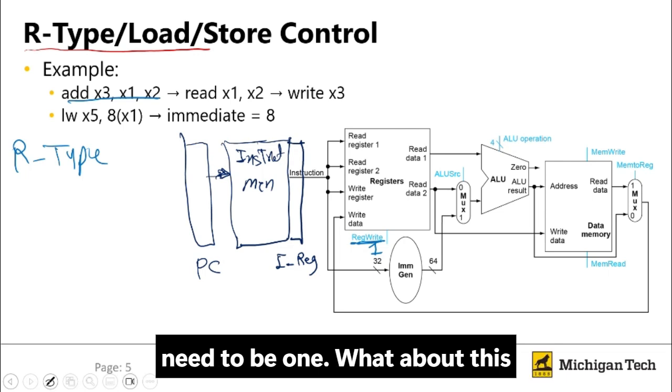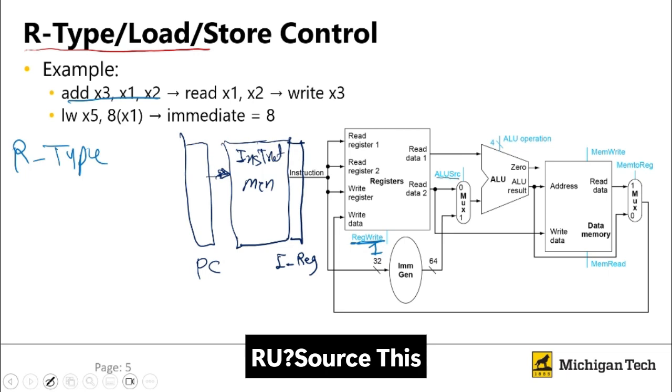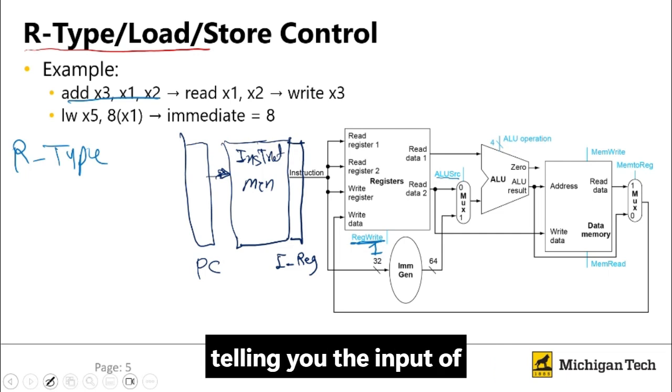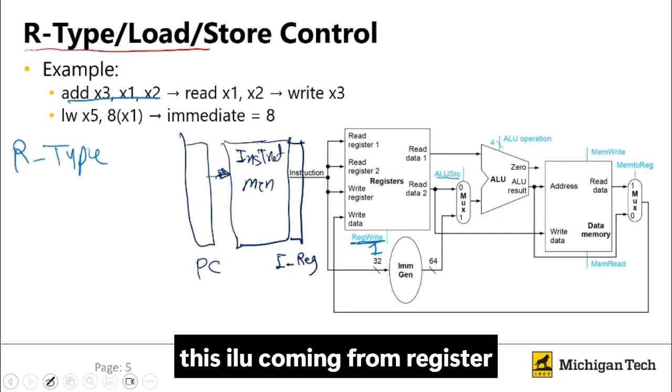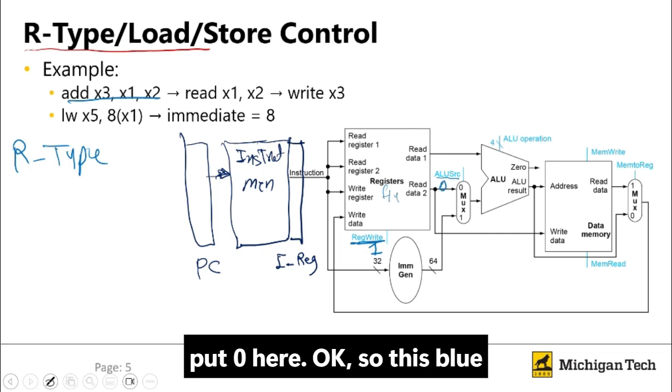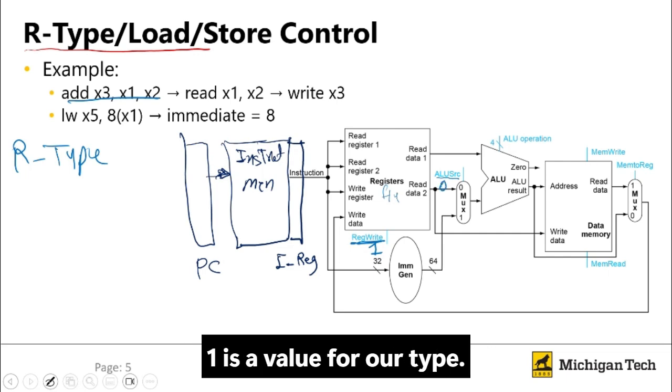What about this ILU source? This ILU source is an input for the multiplexer that tells you whether the input of this ILU is coming from the register or the immediate. For add, it is coming from the register file. So this needs to be 0. I just put 0 here. Okay, so this blue one is the values for R type.